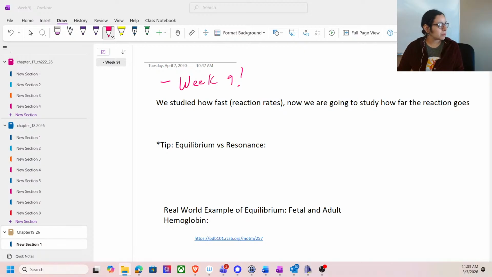Let me see if I can pull up. Sorry, I really should have restarted my computer before. I don't know why it's being slow. Sorry, I was just trying to pull up our syllabus.